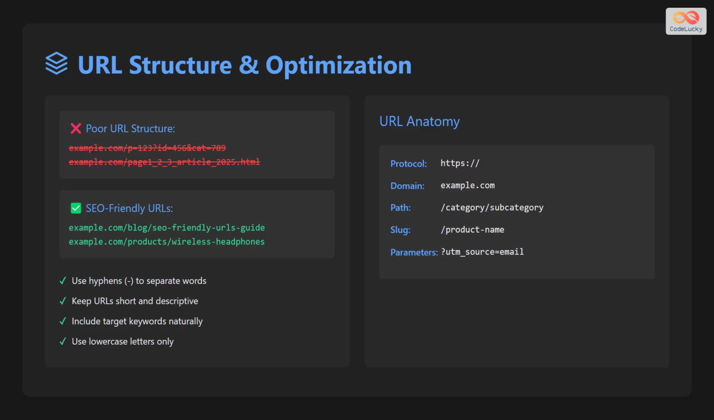To optimize URLs, use hyphens to separate words, keep them short and descriptive, include target keywords naturally, and use only lowercase letters. A URL is made up of several parts, including the protocol, which is HTTPS in this case, followed by the domain name, the path, the slug, which is basically the page name, and parameters.